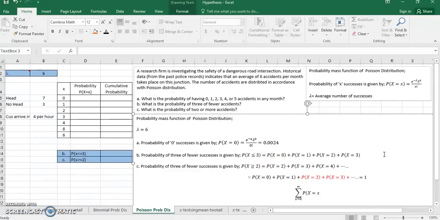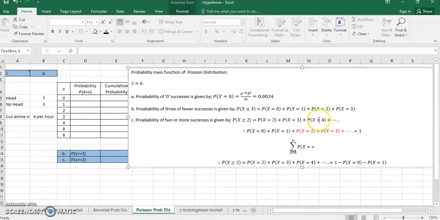Same way, the probability of, okay, I just need to correct it, probability of 2 or more. 2 or more successes is given by the probability that x is greater than or equal to 2, which is given by the probability of x is equal to 2 plus x is equal to 3 plus x is equal to 4 plus and so on. So the number of accidents can be any number, it can go up to infinity, right? So this will become almost impossible to calculate.